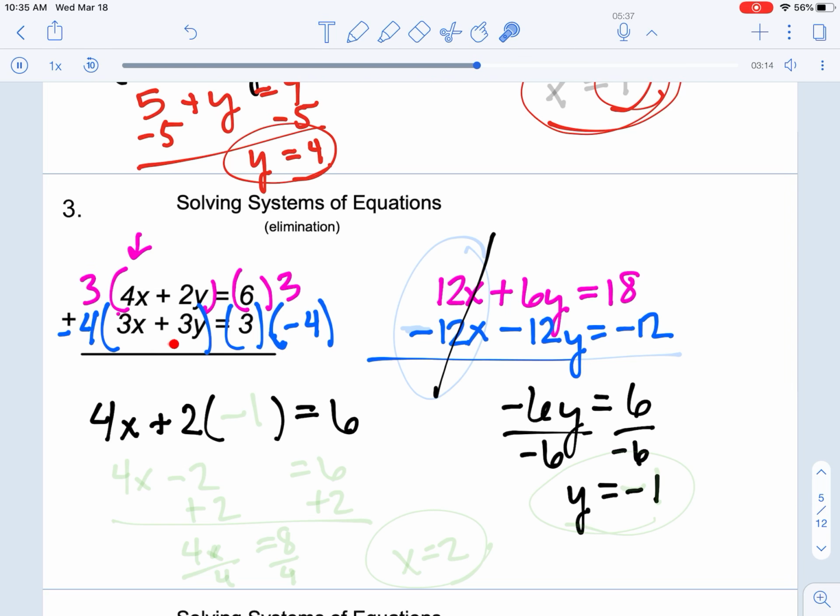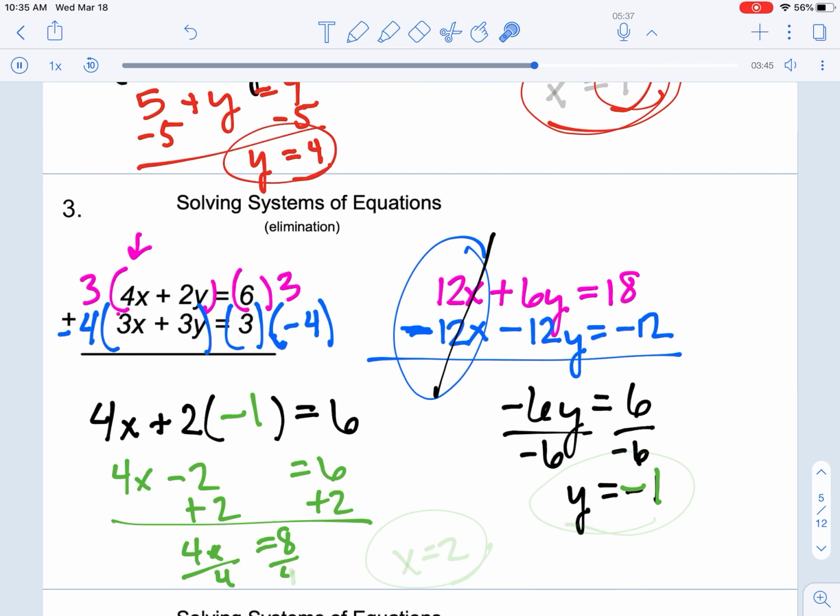Now I've multiplied both of my equations. Remember, it needs to be a negative 4 so that I have this negative 12x right here. And I've got my pair of opposites, and I can go ahead and solve. I solved for y, and the last step is to solve for x. So I just rewrote this top equation, and I'm going to substitute in my negative 1 for y. 4x minus 2 equals 6. And that gives me 4x equals 8. Divide by 4, and x equals 2. So there's part of my solution, and there's the other part.